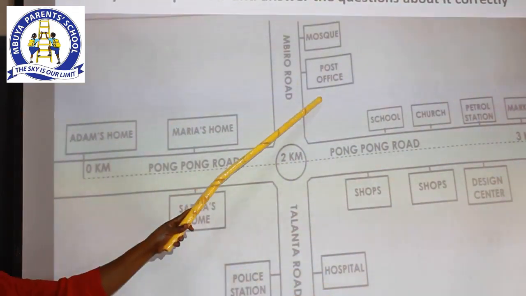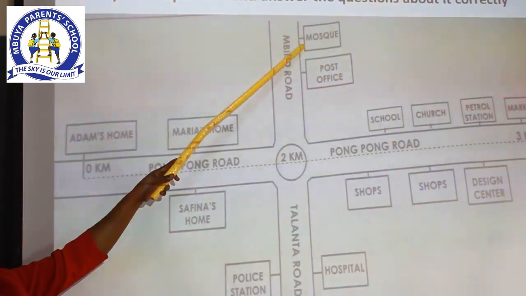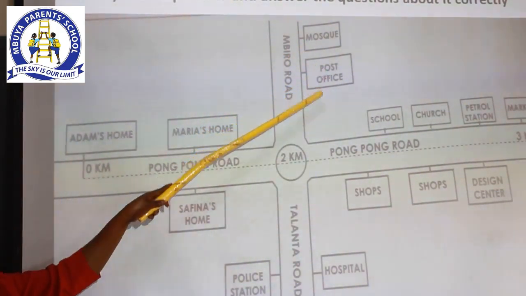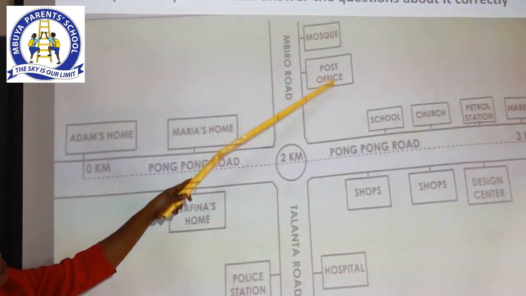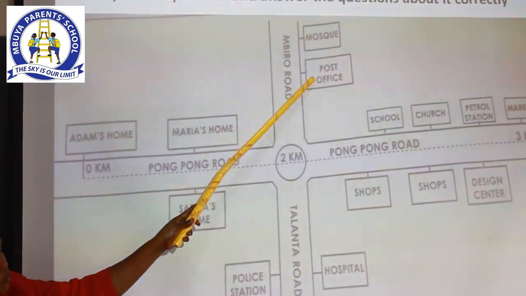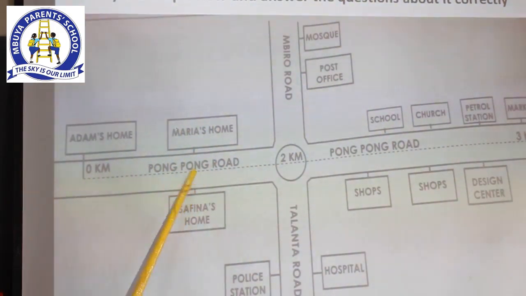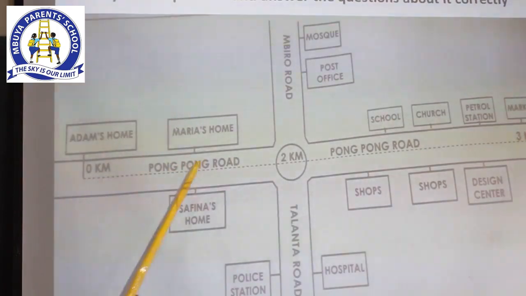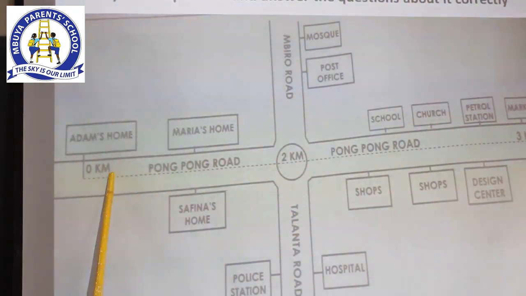Then which building is next to the mosque or near the mosque? So we have the post office being near the mosque. The post office is near the mosque. Now when you look at this road here, the road is Pong Pong Road of a certain village.